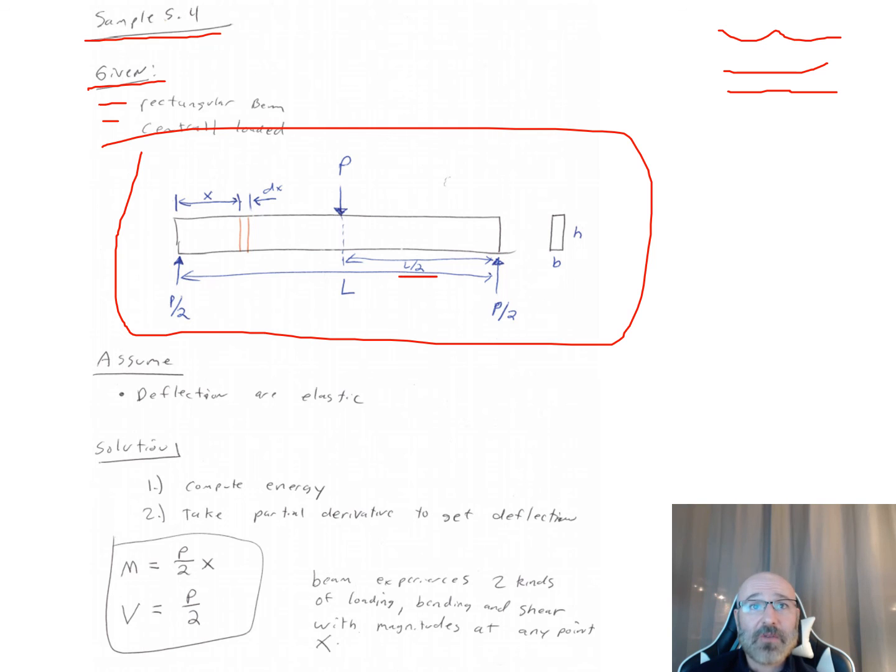We can see the center of the beam is L over 2. The total length is L. There's our centrally loaded point. P is our load at that center point. Here's our simple supports, with our P over 2 and our P over 2. Here are our dimensions, our b and our h.